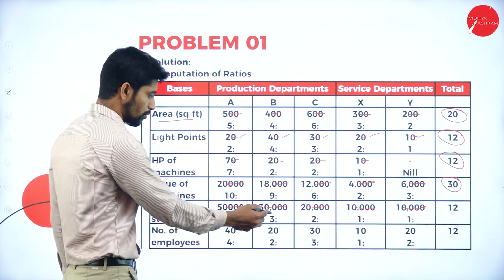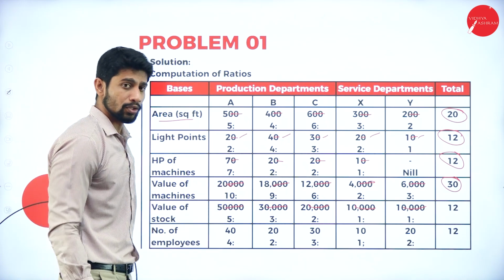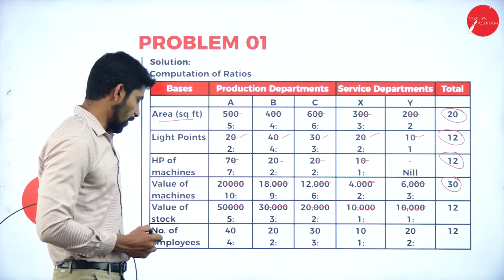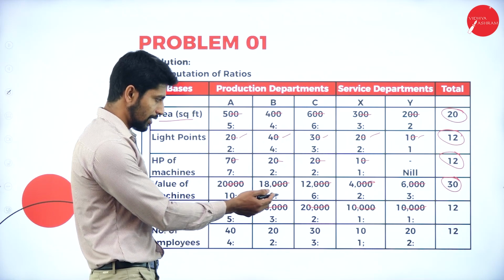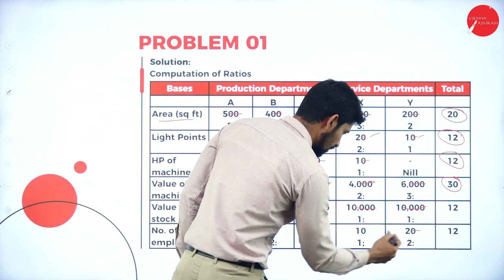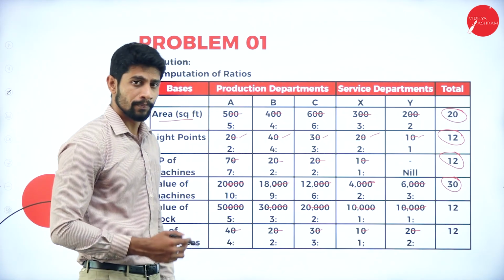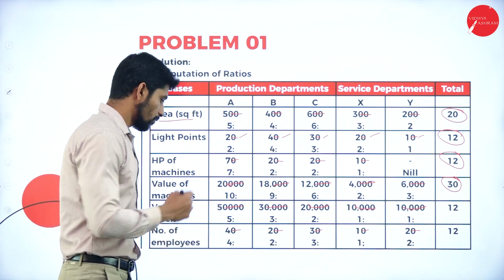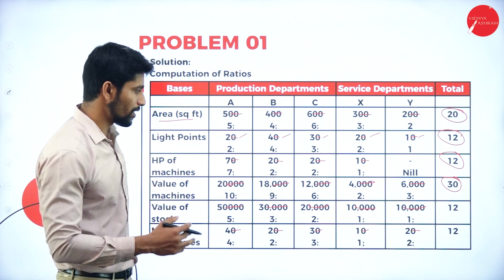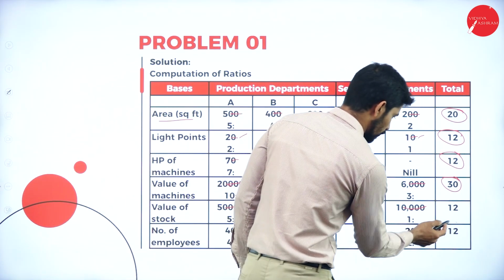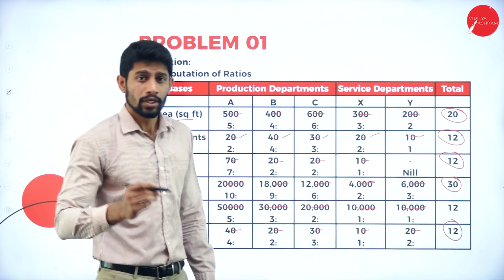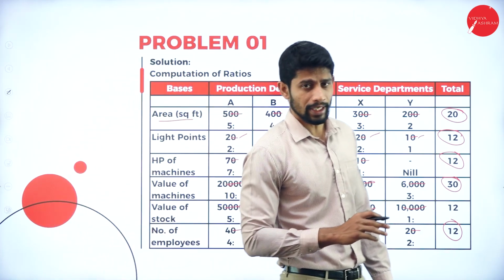So now 5:3:2:1:1, total 12. Next, number of employees. So 40, 20, 30, 10, 20. So cancel these zeros because in all the places we have a single zero. So now the ratio is 4:2:3:1:2, total of 12. So now you got the ratio, right?